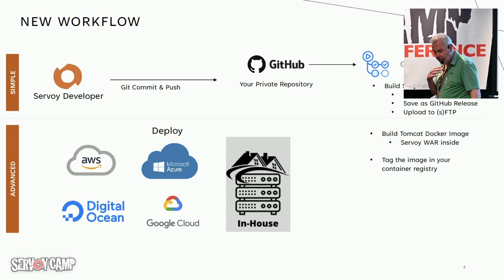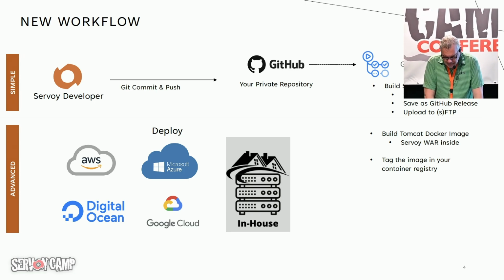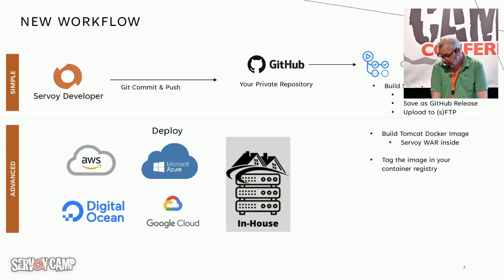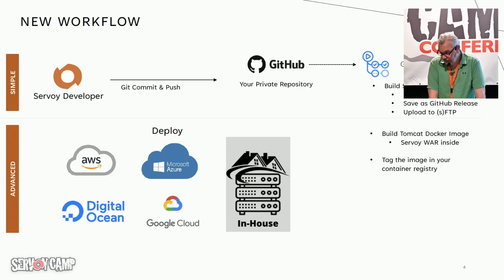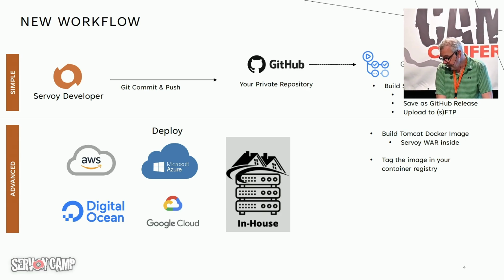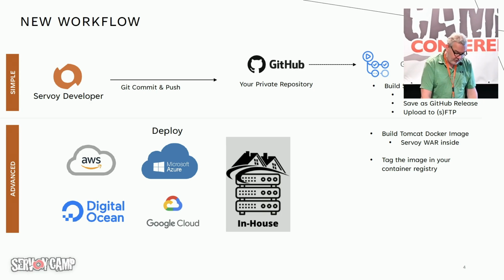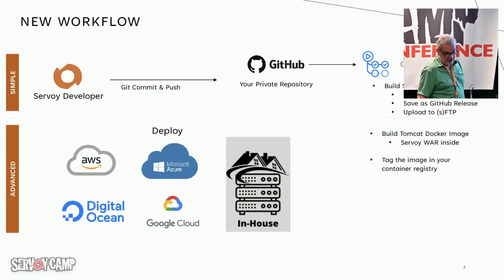So it builds the application, and I have to put my glasses on because I can't read this. It builds a Servoy WAR file, which you could then save to S3 or as a GitHub release, and then maybe upload it using SFTP. And it can build a Tomcat Docker image with the Servoy WAR already inside of that image, so all you have to do is just fire it up. And then if you go into the advanced, then you can also automate this whole section with it.